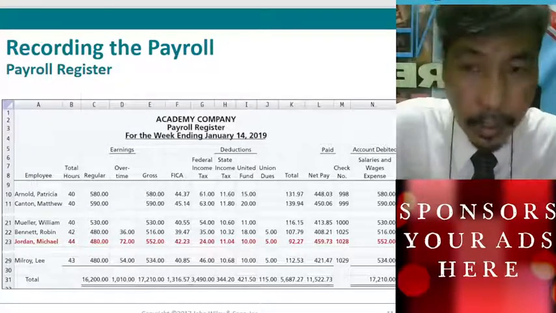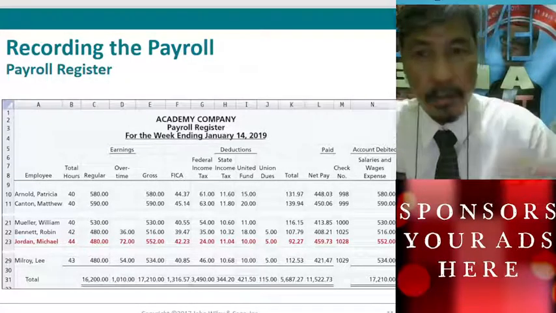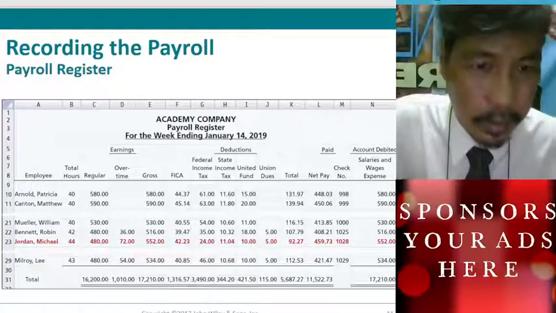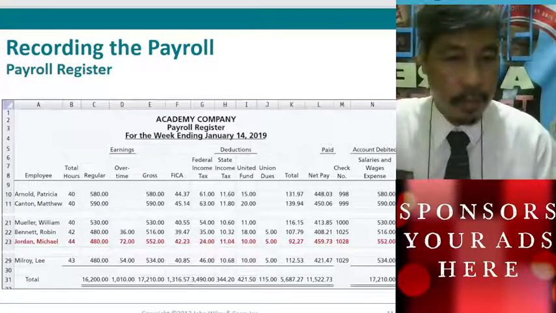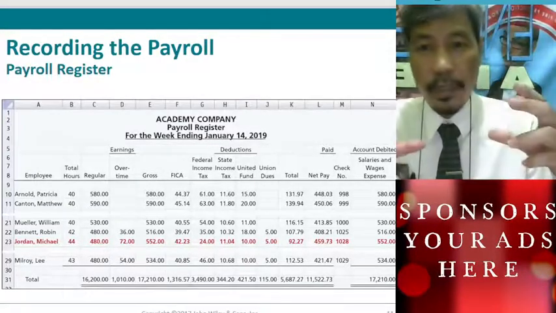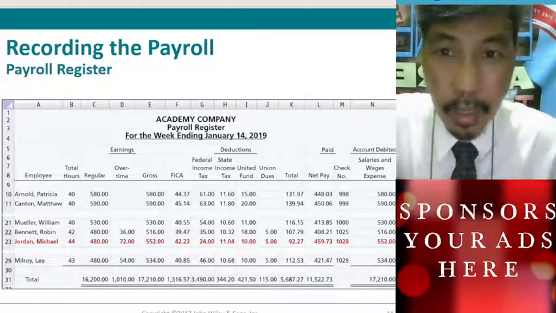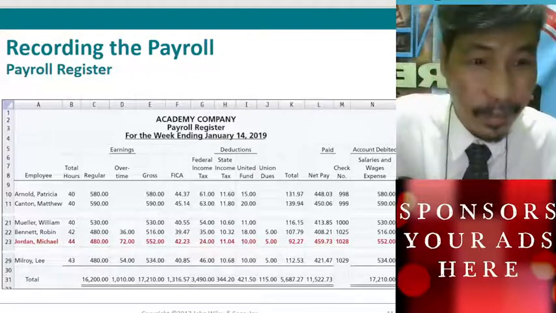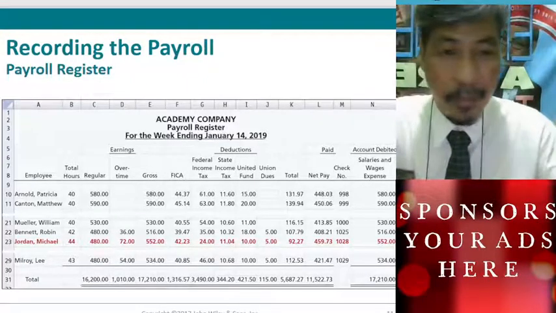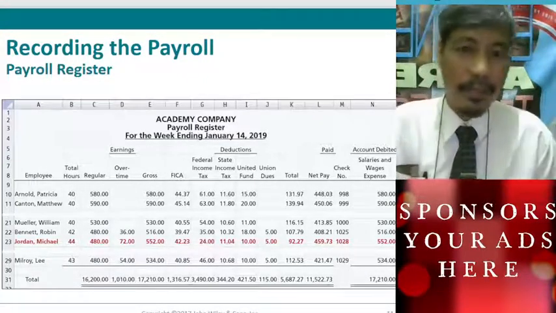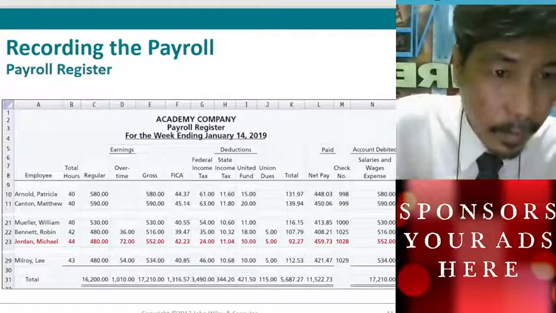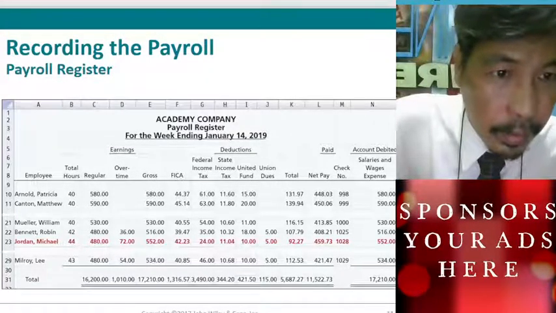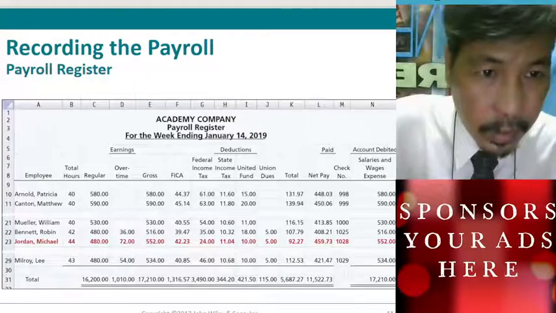They are paid by check, so a check number is released. There is a check booklet. Now that is not a check but ATM, so that is the ATM account number. Accounts debited: salaries and wages expense.